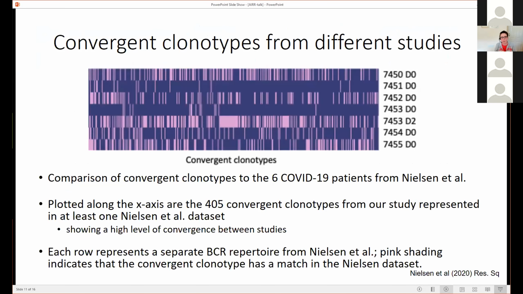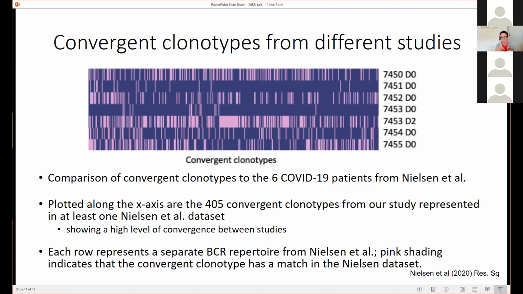So just to give you another flavor for this, we also went to look to see whether our convergent clonotypes were also seen in other studies. In this case, it's the study that was done by Nielsen et al. And you can see the comparison here. If it's in pink, we saw it and so did they, and blue, we haven't got that. So 405 were seen in at least one of these patients. And each row in this is representing one of the separate BCR repertoires from the other paper.